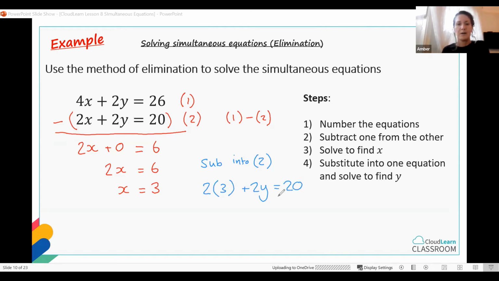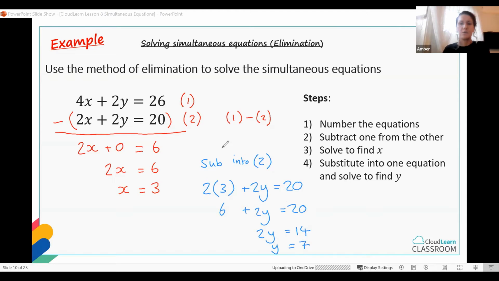Okay, now I can solve this. So those solving equation skills that we learned a few weeks ago are coming in useful here. 6 plus 2y is equal to 20. Subtract 6 from both sides. We've got 2y is equal to 14. And divide both sides by 2, y is equal to 7.